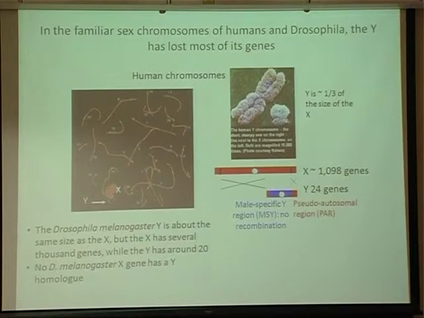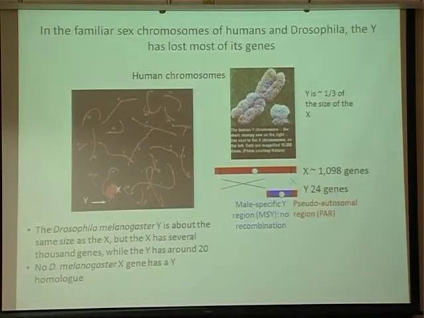And so we would end up with the X and the Y looking very different from one another and not recombining, only pairing at the tip. Now, there are various reasons they look very different from one another, but one major reason is just loss of genes from the Y chromosome. So I'm going to talk a bit about that.